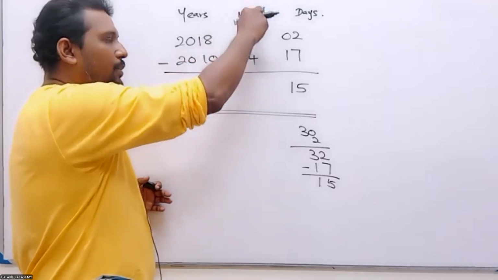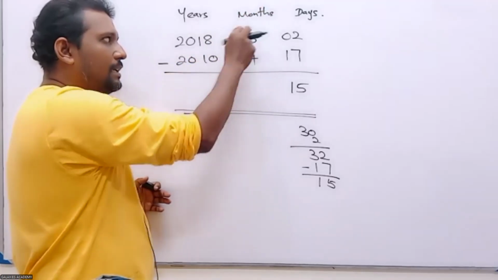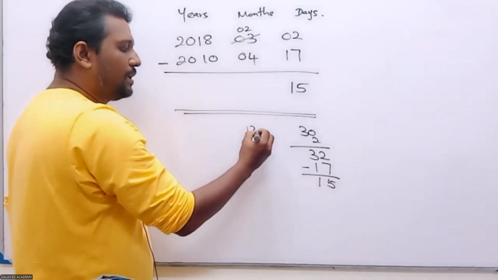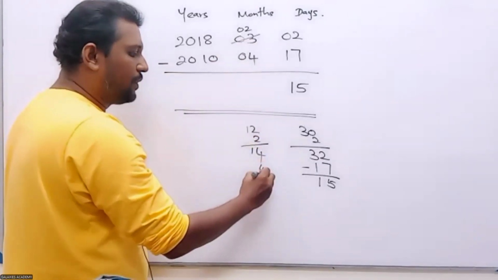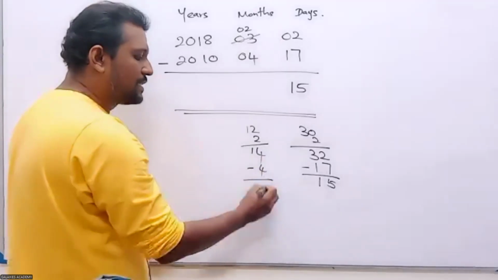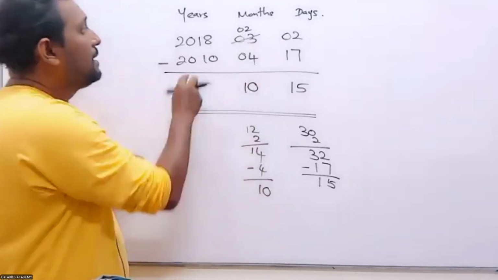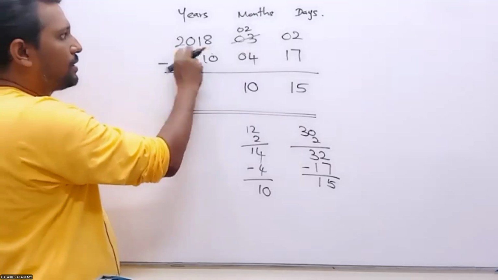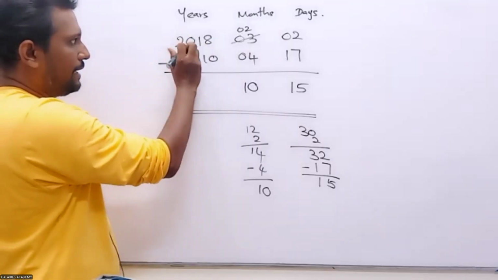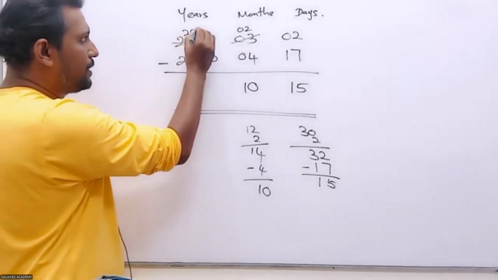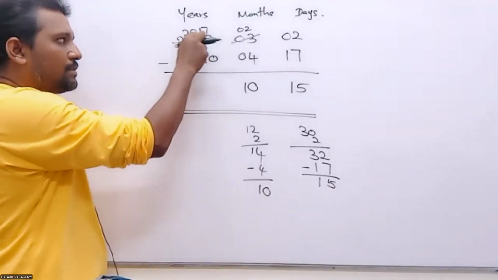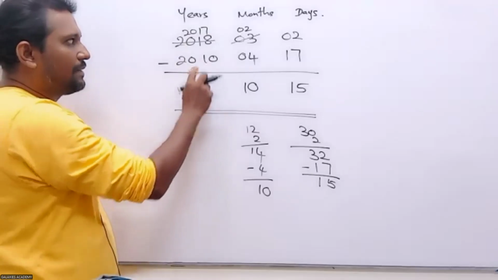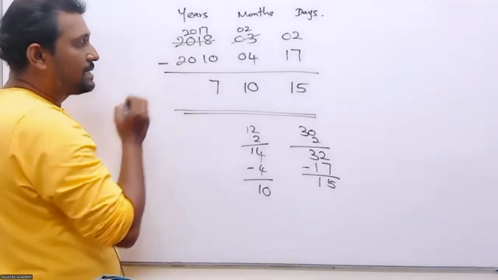1 year means 12 months. Already you can see another 2 months here. So how many total months? 14. 14 minus 4 is 10. Then this one should not be 2018, it should be 2017 because we took 1 year to the months column. 2017 minus 2010 is the answer 7.